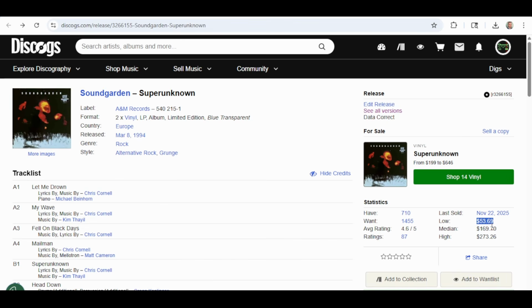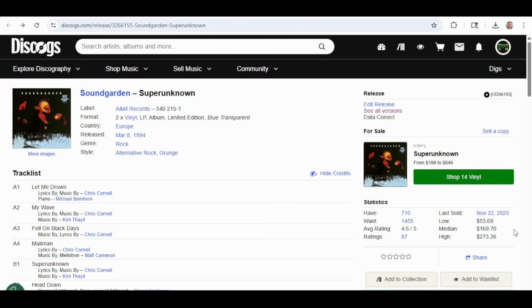Now, we don't know what condition that was. We don't know if it was missing one of the records because this is a 2 LP. We have no idea. Maybe this person just got a really great deal and got it for $54. But that's the low end. Then the highest it's ever sold for is $273.26. We don't know the condition on this one.